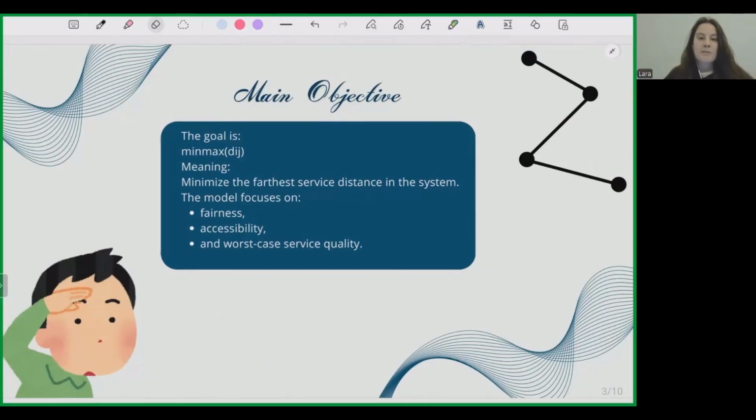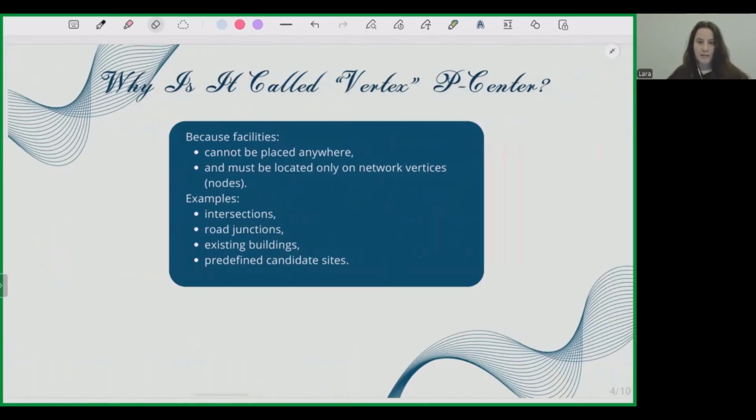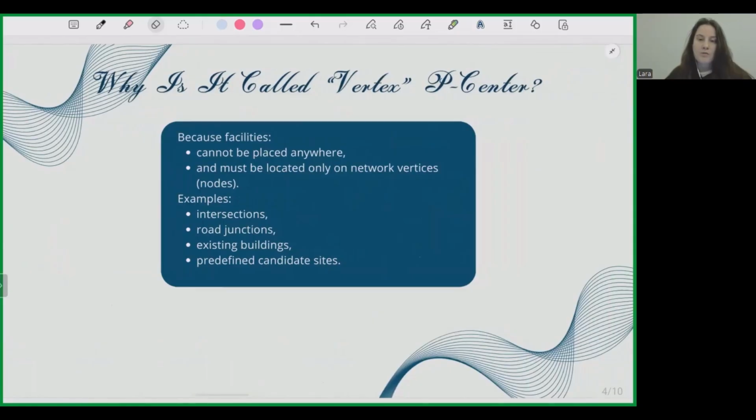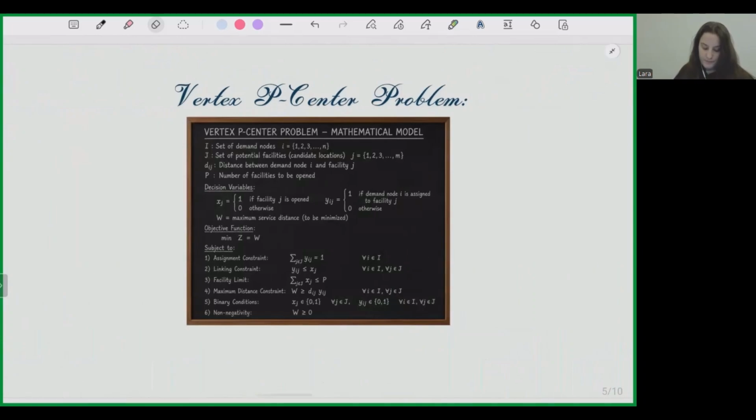That means minimize the farthest service distance in the system. The model focuses on fairness, accessibility, and worst-case service quality. Why is it called Vertex P-Center? Because facilities cannot be placed anywhere and must be located only on network vertices or nodes. Examples for this are intersections, road junctions, existing buildings, and predefined candidate sites.